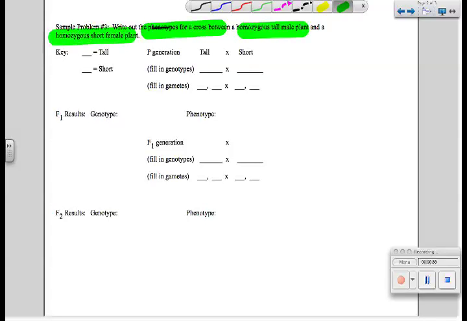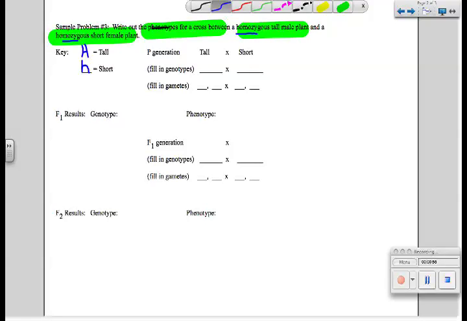Okay. I know that tall is dominant over short. So I'm going to use the letter H for height, tall being a capital H, lowercase h being the short allele. Step 1, all set. I've gone through, I have my allele key. Now I know from this problem that both of these parents are homozygous.